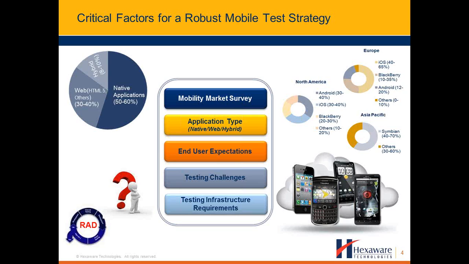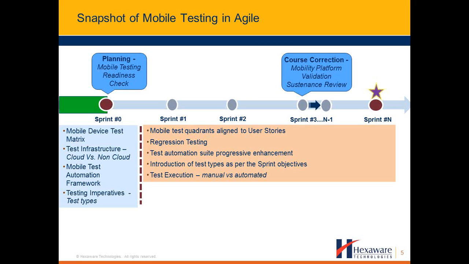So with that in mind, we're going to look at a snapshot for testing mobile applications in Agile. This is how a typical plan for mobile application testing in Agile looks like. The first sprint, called Sprint 0 or the planning sprint, requires that the testing infrastructure is finalized before the testing actually commences, or rather the next few sprints are planned.